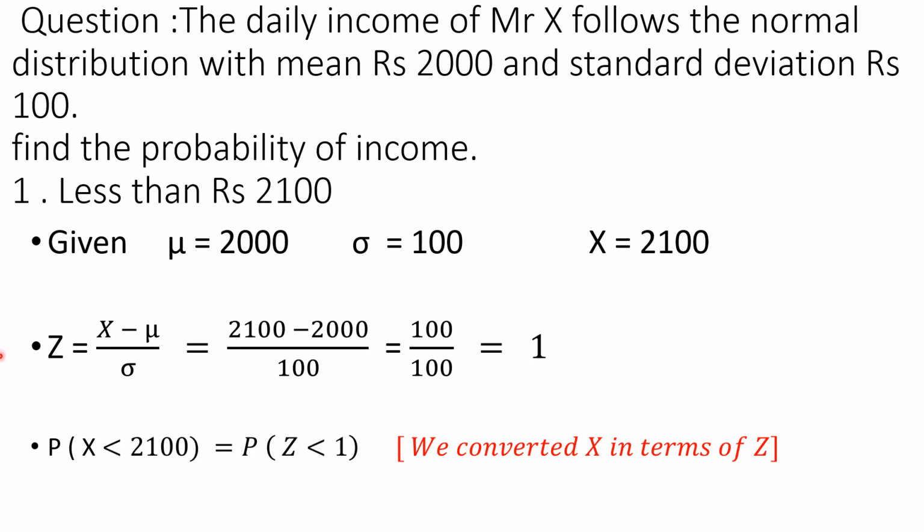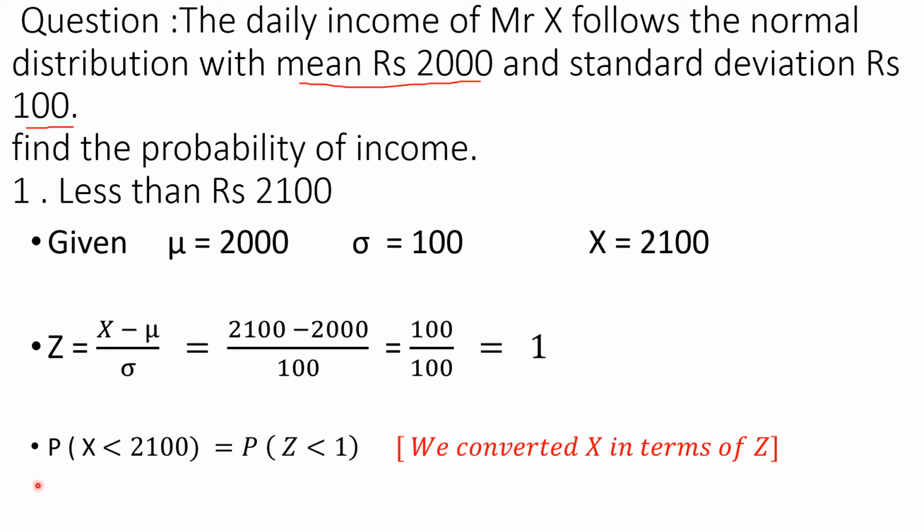The first step will be the calculation of z. The given in the question is μ, which is 2000, the mean mentioned here. The standard deviation is 100. Now x is the constraint value given in the question, which is 2100. Using these three terms, let us calculate the value of z, which is x minus μ upon standard deviation. So this comes out to be 2100 minus 2000 upon 100, and the answer is 1.